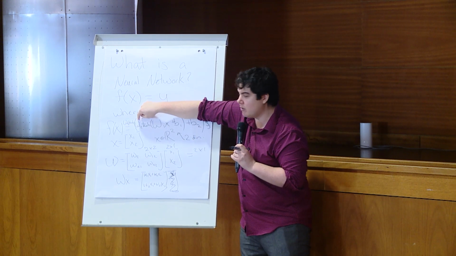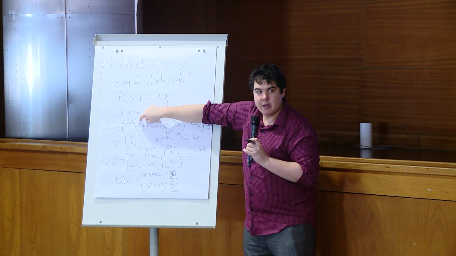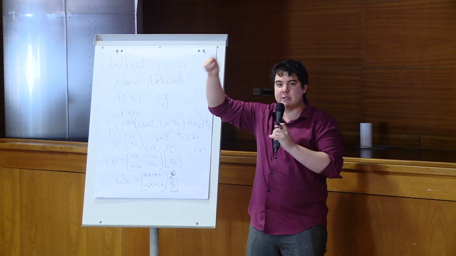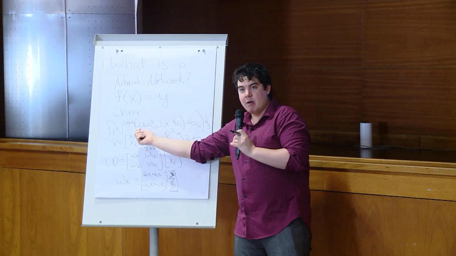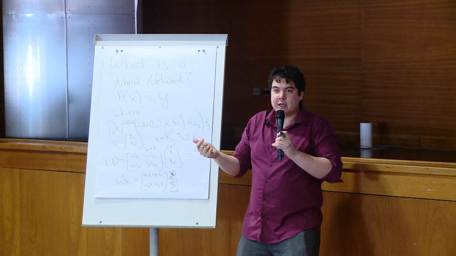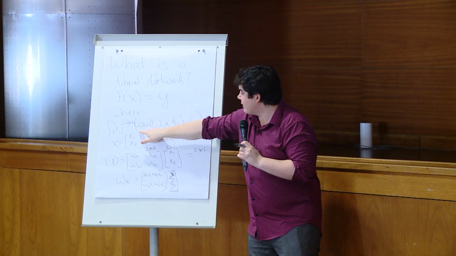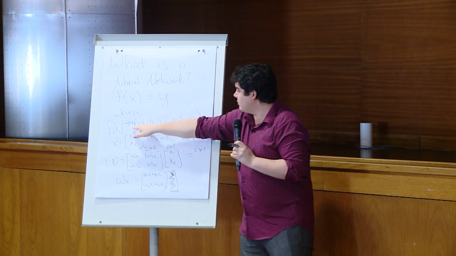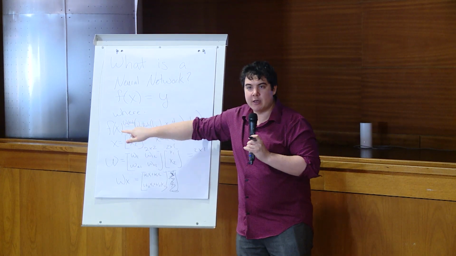And now I have a W2. Its number of columns has to be 3 now, but what comes out is just how many rows did I choose? How many rows do I want? I can say 16. Now the vector that comes out of here is size 16. I add 16 numbers to it, I do a tanh to it, and now I have a W3.